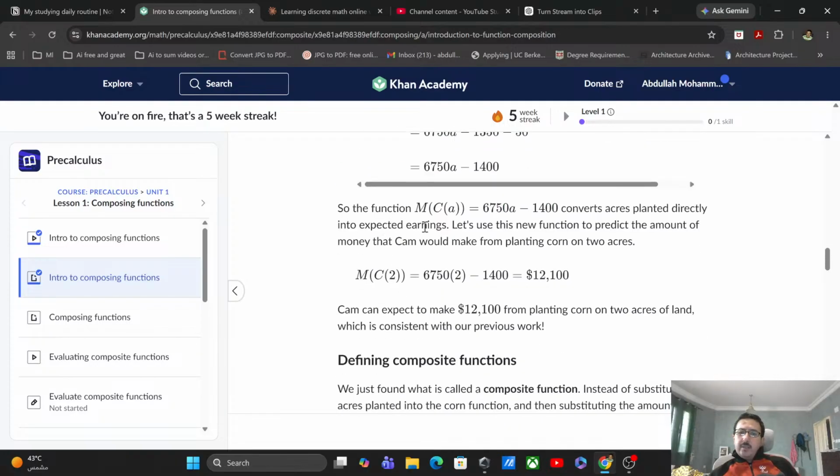So the function goes directly into expected earnings. This new function.